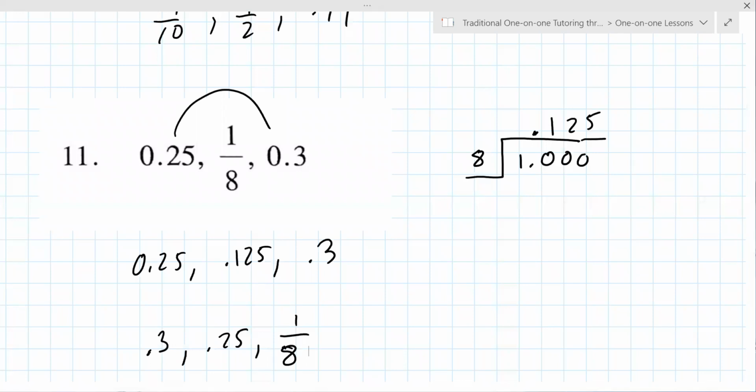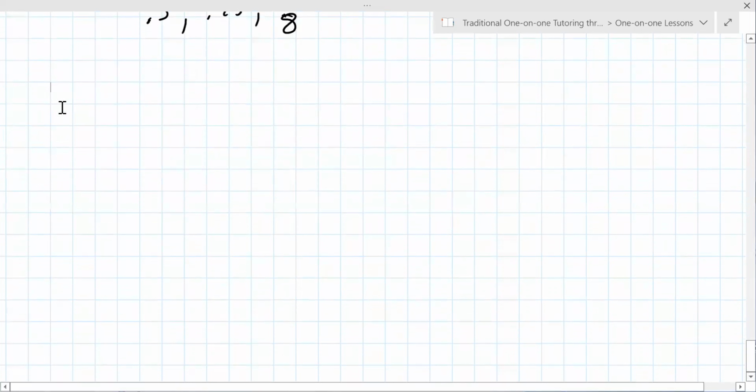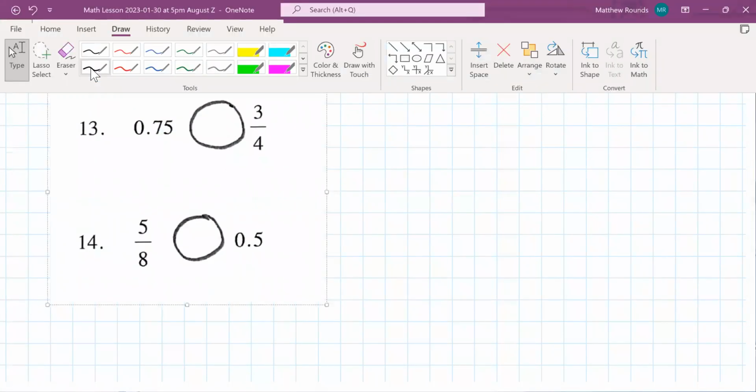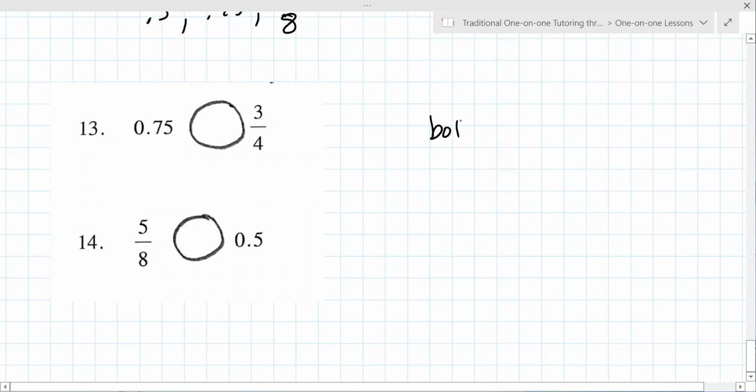For 13 and 14, this will probably be the last thing that we can talk about here. You want to convert them into the same thing, either both fractions or both decimals. You just have to choose. Maybe you already know. But both fractions or both decimals, either one. You have to combine like things.